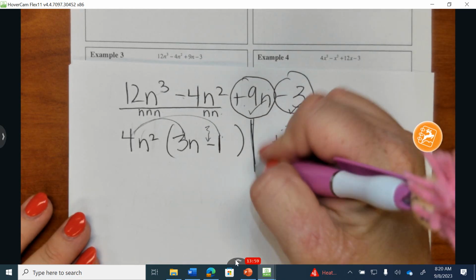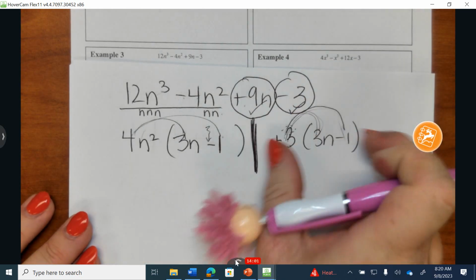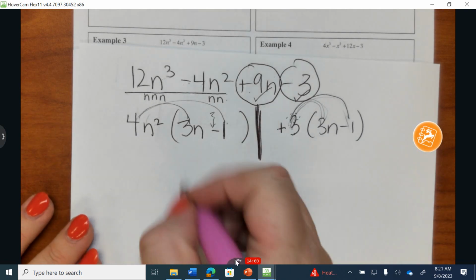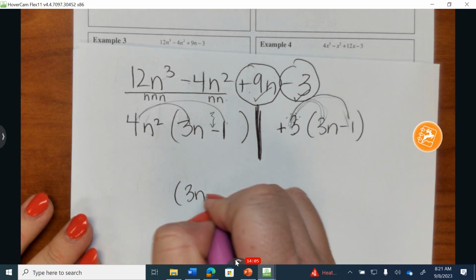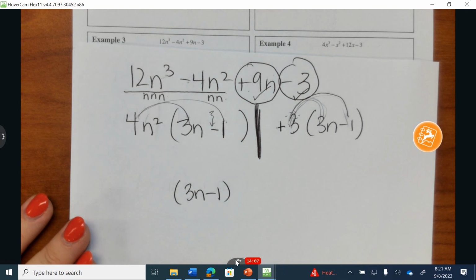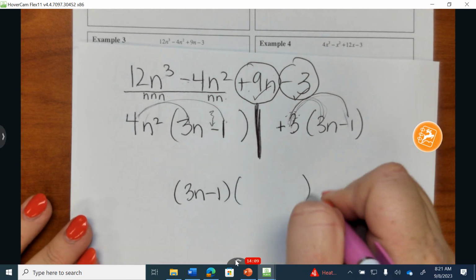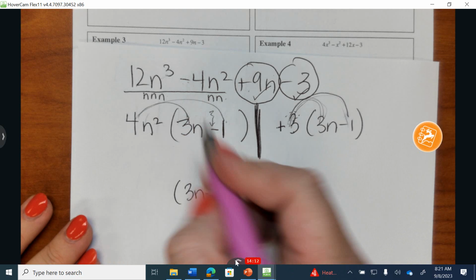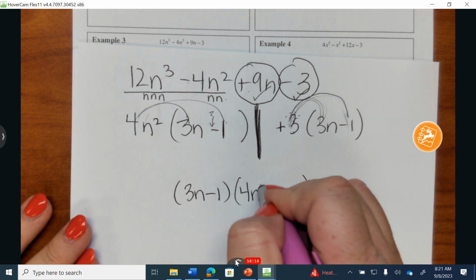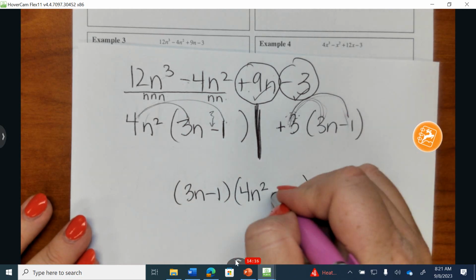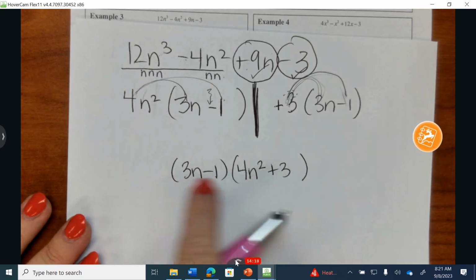Okay? Again, break this in half so you have a front and a back. What do they both have in common? They have a 3n minus 1. That means what's in parentheses, and you only write it once, not twice. What's in front of the first parenthesis? 4n squared. What's in front of the second parenthesis? Plus 3.